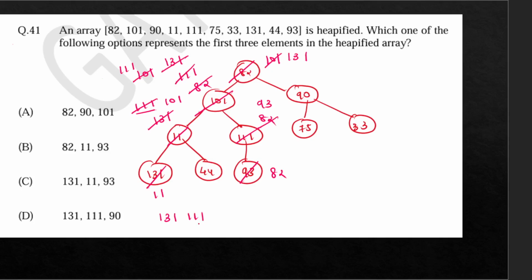So after that, 111 we are going to get, 90 we are going to get. So 131, 111, 90, then 101, then 93, after that 75, 33, then 11, 44 and 82. So what are the first three values here? Can you tell the first three values? These are the first three values. So what is the answer? Clearly D is the answer in this case. I hope you also have solved it this way.